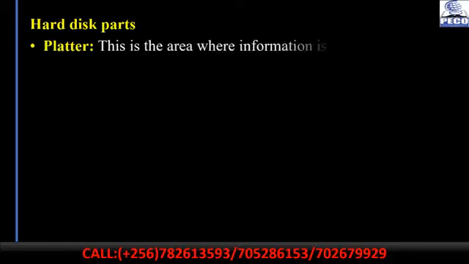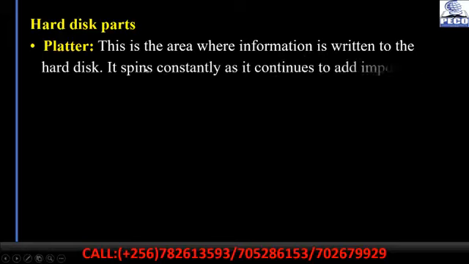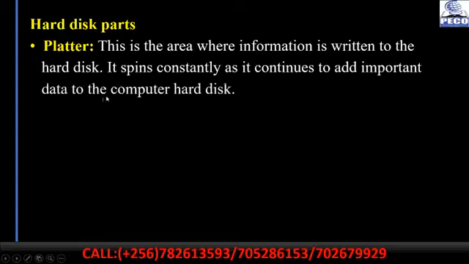But let us look at one by one the parts of the hard disk. One, we have the platter, the metal platter. This is the area where information is written to the hard disk. It spins constantly as it continues to add important data to the computer hard disk.